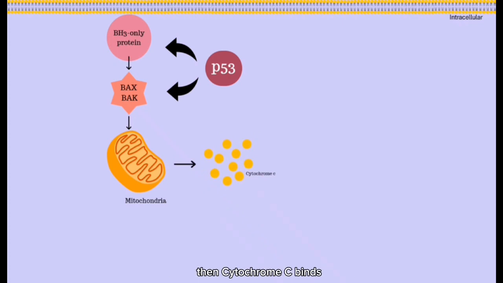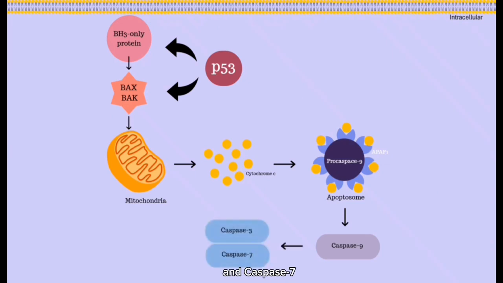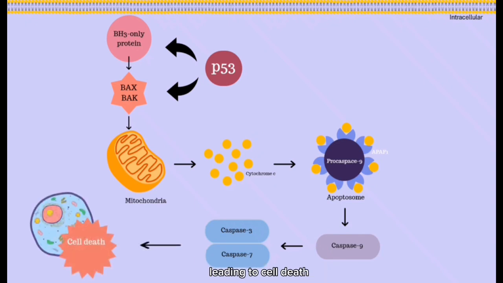Then, cytochrome C binds and activates APAF1 and procaspase 9, forming an apoptosome, a protein complex that initiates the phase of cellular degeneration. Procaspase 9 converts into caspase 9 and then activates caspase 3 and caspase 7. The degradation of cellular components and of the cell's DNA is initiated, leading to cell death.